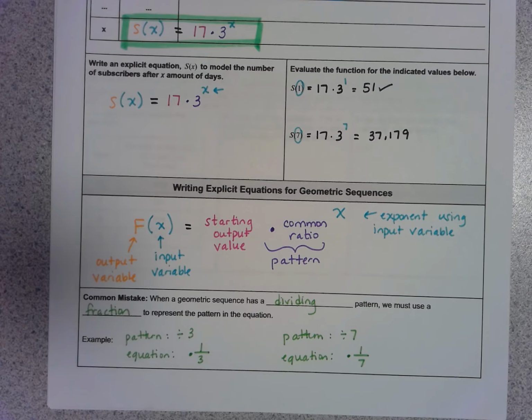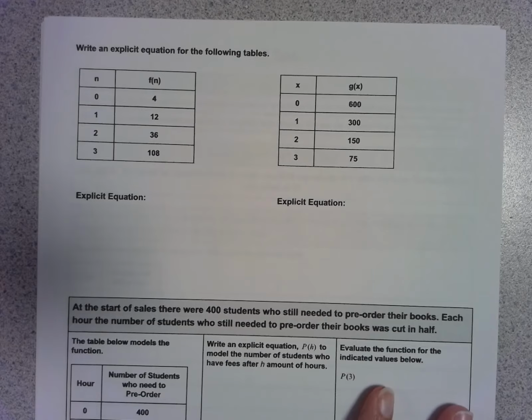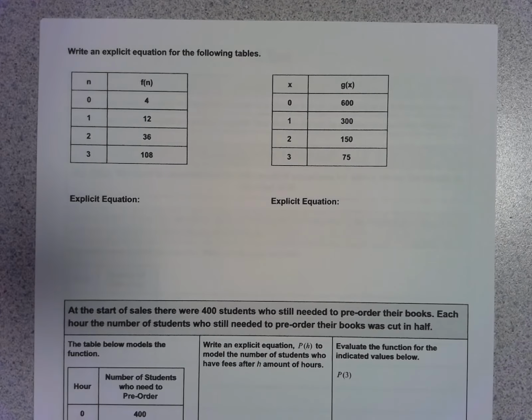And we've seen that before. It's just a reminder that you can't use division in an equation. It is illegal. You can't call that a common ratio. So let's go ahead and try writing an explicit equation for the following tables.